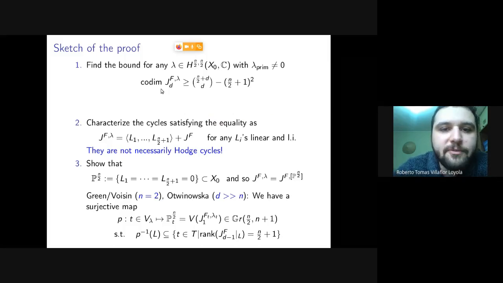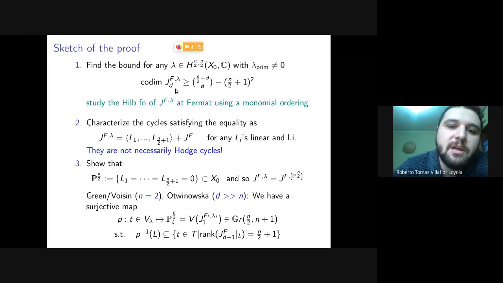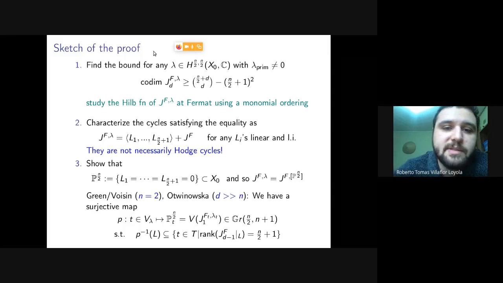So regarding the first step, which is the hardest one in terms of commutative algebra tools, when you restrict to the Fermat variety, I took here the Fermat variety, well, you can study the Hilbert function of these quotient rings without too much effort, because the Jacobian ideal of Fermat is very simple. It's just a monomial ideal, and so we can use any monomial ordering and use Gröbner bases and study the Hilbert functions of these quotient ideals. And so this is what I did.